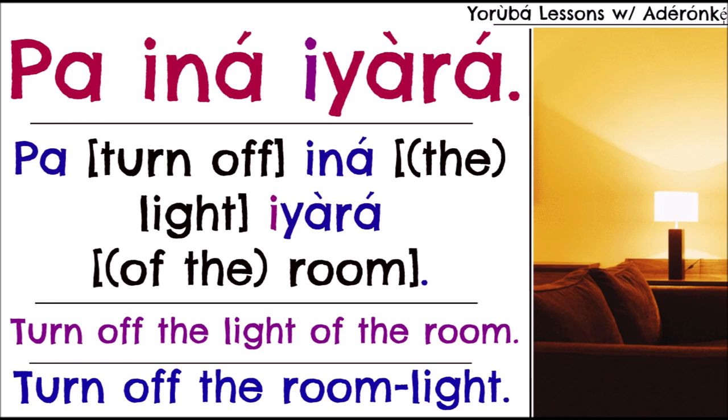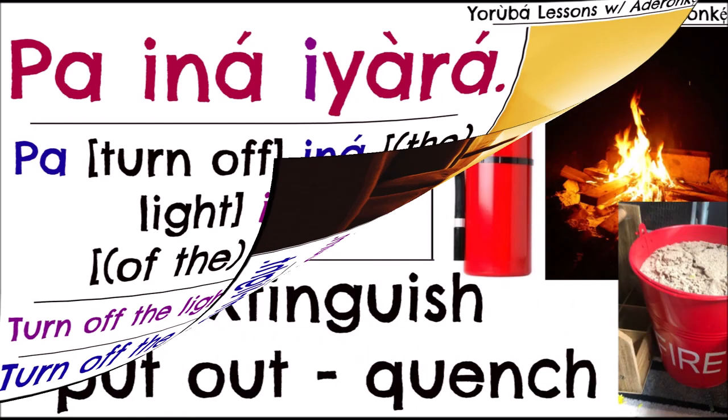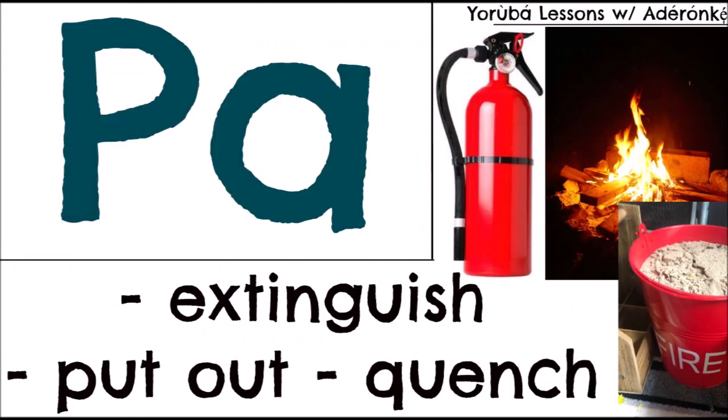Turn off the light of the room is what it is when you transliterate, and when you translate you get: turn off the room light. Pa also means to extinguish, to put out, to quench. To extinguish, to put out, and to quench.